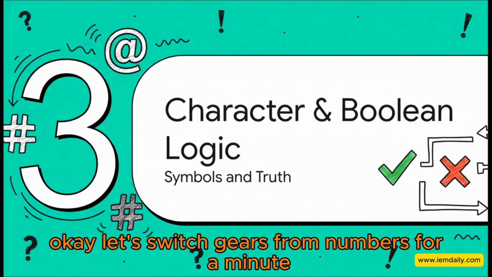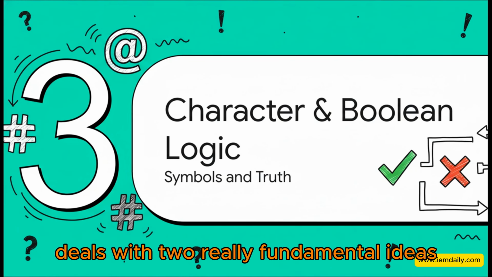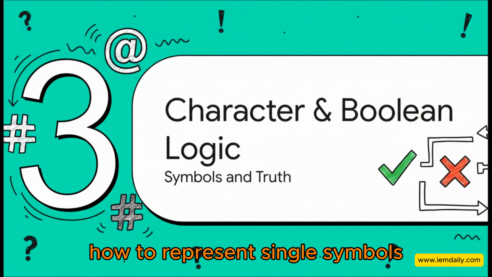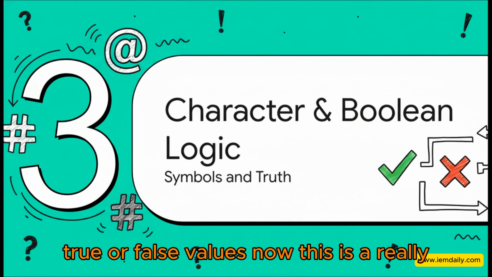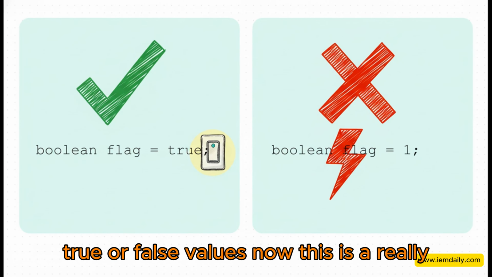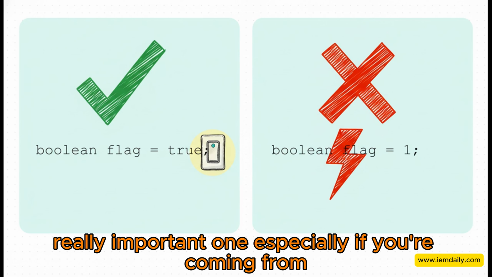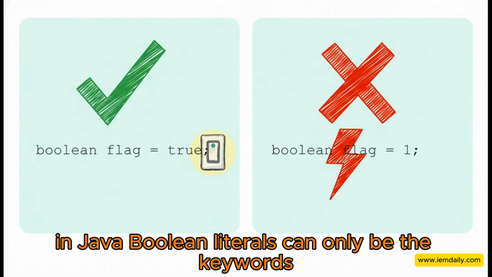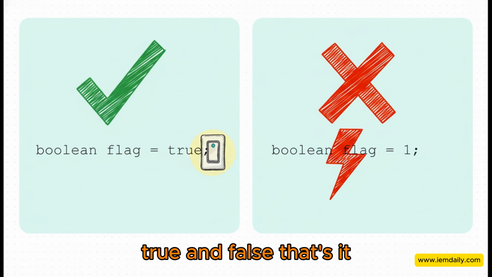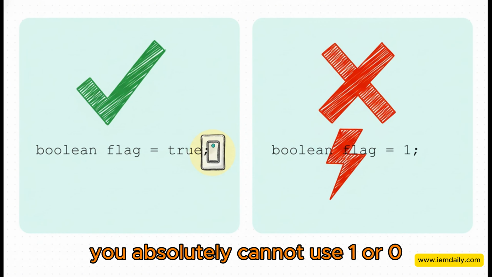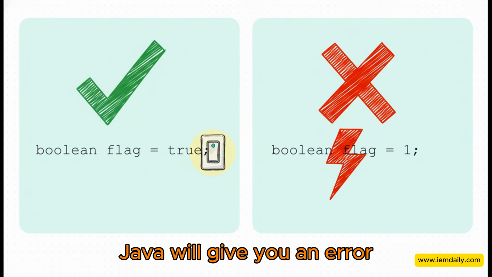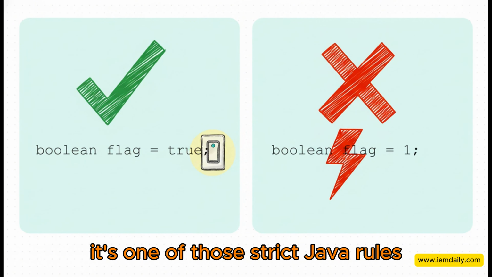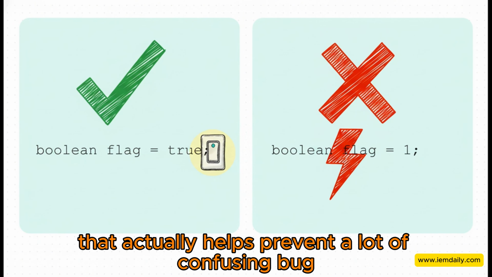Okay, let's switch gears from numbers for a minute. Our next set of tools deals with 2 really fundamental ideas: how to represent single symbols and how to handle logic with simple true or false values. Now, this is a really, really important one, especially if you're coming from another programming language. In Java, Boolean literals can only be the keywords true and false. That's it. You absolutely cannot use 1 or 0. If you try, like you see on the don't side, Java will give you an error. It's one of those strict Java rules that actually helps prevent a lot of confusing bugs.